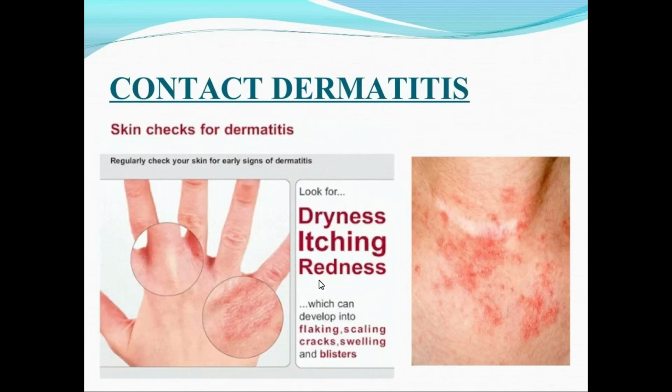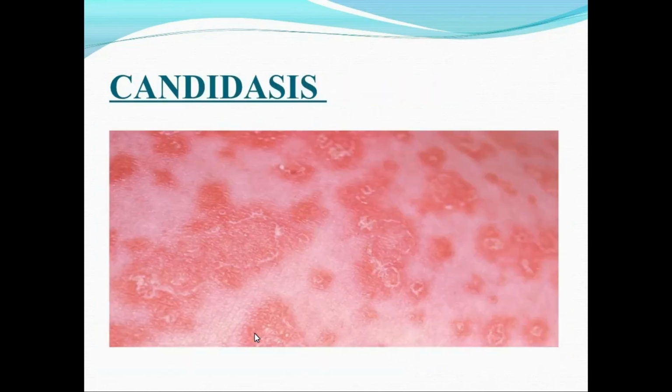Contact dermatitis. Dermatitis is the dryness, itching and redness that comes on our skin. It might be on the mouth and on other soft areas of our body, like here on the hand, where the dermatitis is shown.